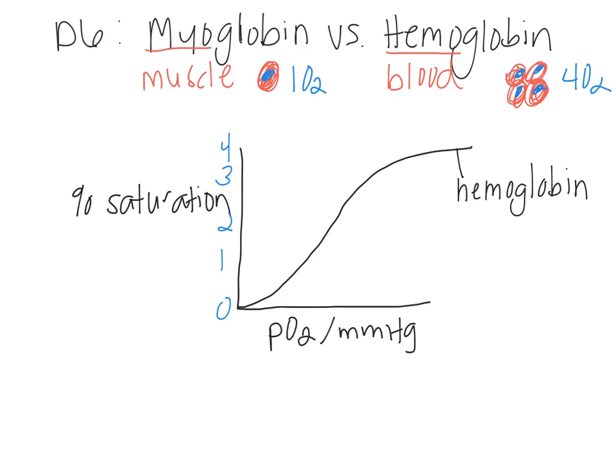Myoglobin, on the other hand, can only carry 1 oxygen. So its curve is kind of an all or nothing curve. And it looks like this. So this curve up here is going to be myoglobin.